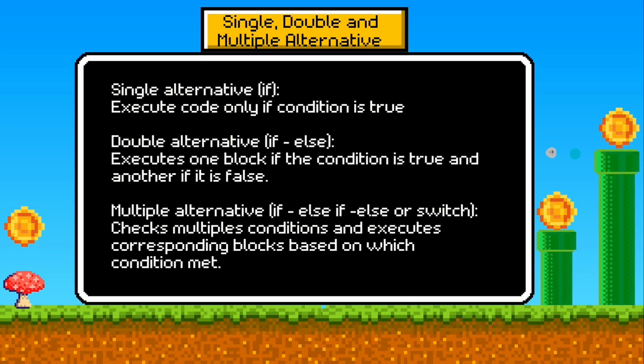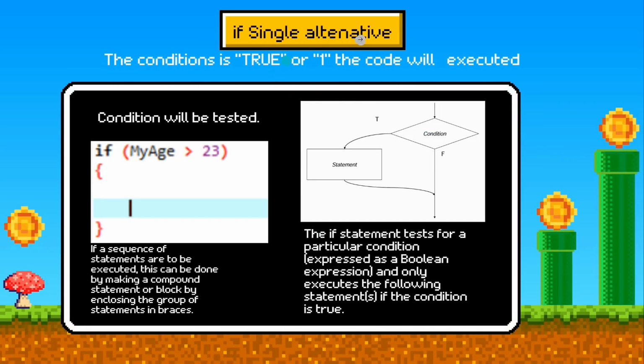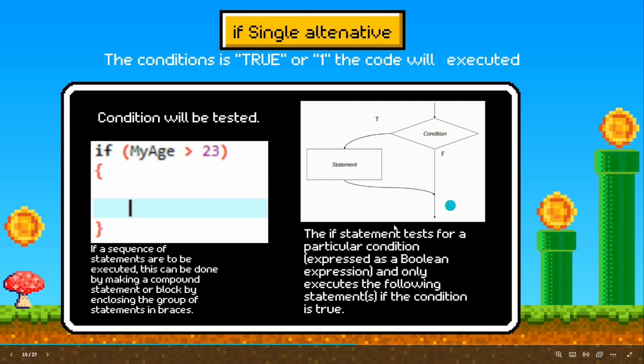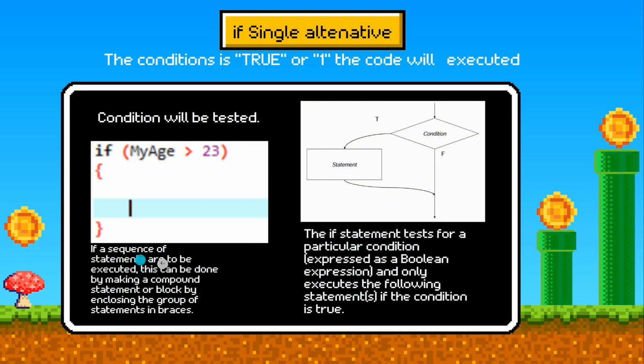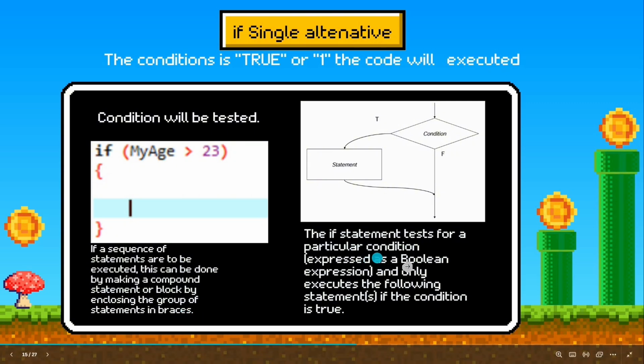And next, I will explain about single alternative. In single alternative, the statement tests for a particular condition expressed as a Boolean expression and only executes the following statement if the condition is true. So basically, the single alternative just uses an if statement. If a sequence of statements are to be executed, this can be done by making a compound statement or block by enclosing the group of statements in braces.